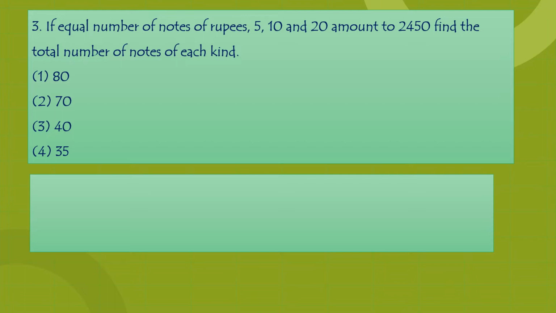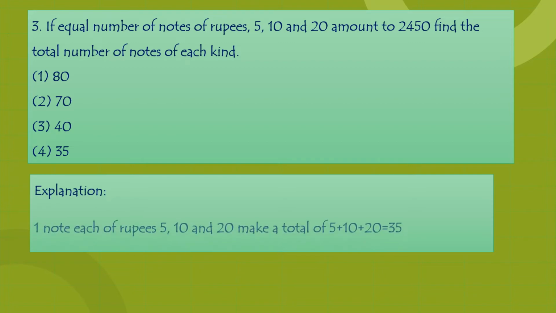Now understand the question. It is saying that I have equal number of notes of 5, 10 and 20. And when they are all added, it will be an amount of 2450. Now it is asking you how many notes of each kind we have. How many total notes of 5 rupees, 10 rupees, 20 rupees do we have that make this amount? Okay? Did you understand the question? Let us see how to solve the answer.